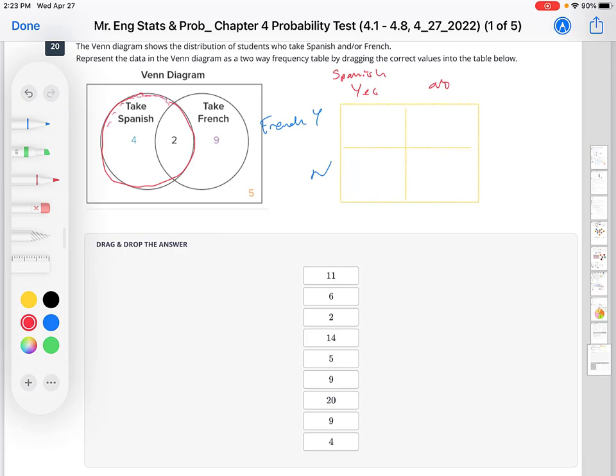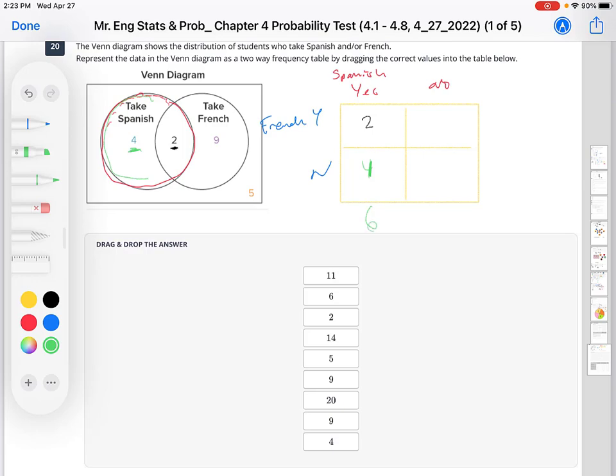So in this first box, it's both yes Spanish and yes French. And that's going to be this 2 here. This 2 means the students are both saying yes to Spanish and taking French. So this would be 2. Okay, so yes Spanish and no French. So yes to Spanish, but no French. This would be a 4. And so the total amount in the whole red circle is 2 plus 4 is 6. There's a total of 6 people taking Spanish.